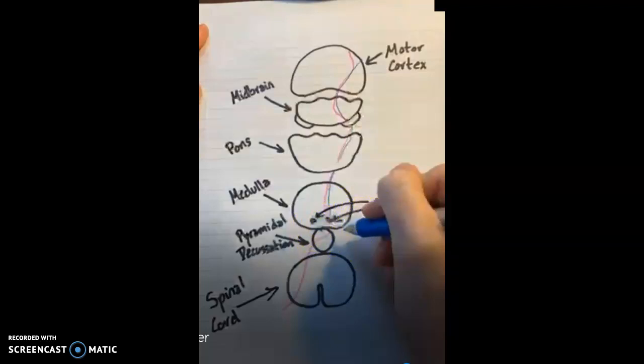Then the bundles decussate, or cross to the other side where they enter the spinal cord. The crossed bundles go into the lateral corticospinal tract, which controls movement of more distal muscles like hands.